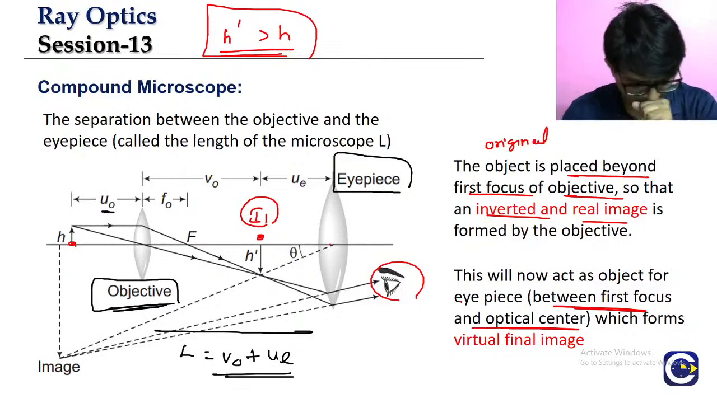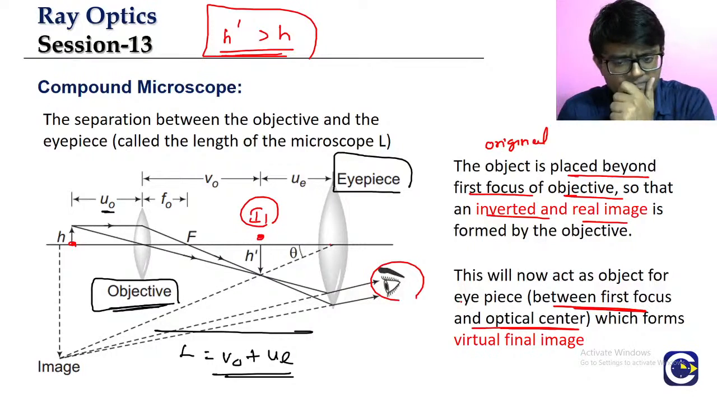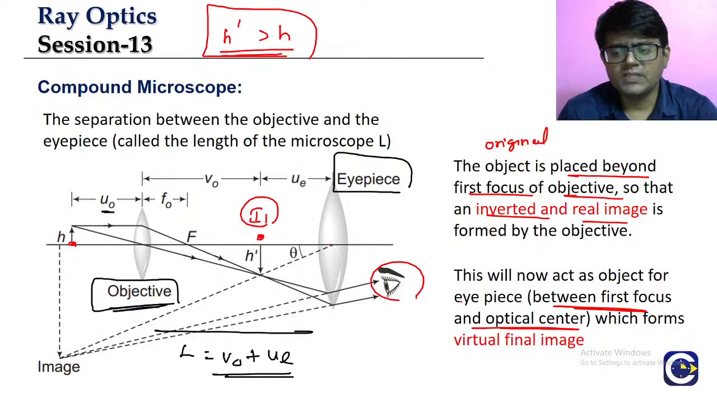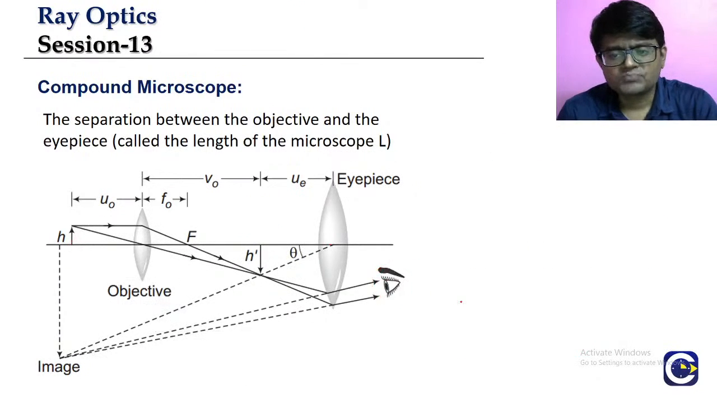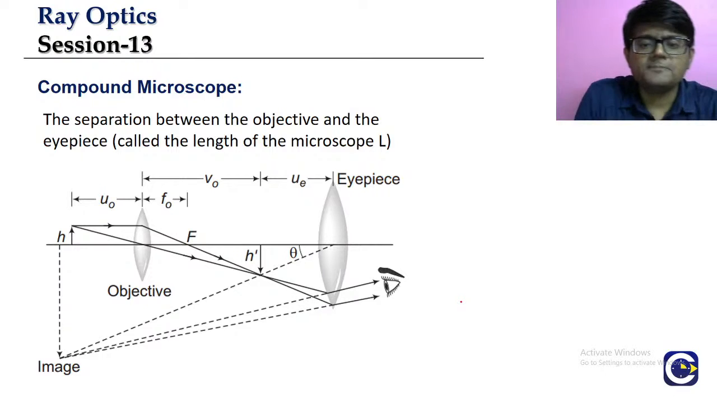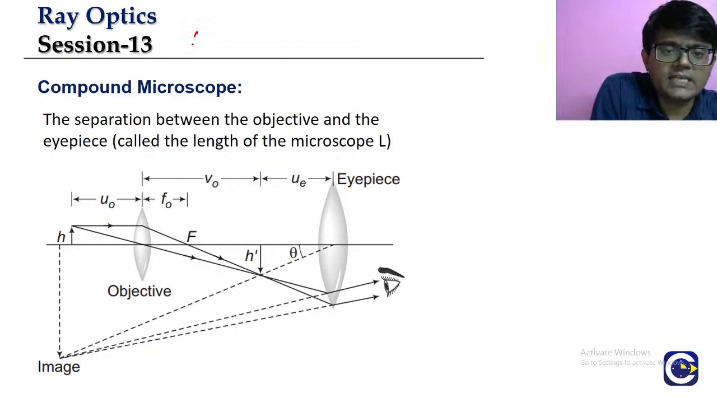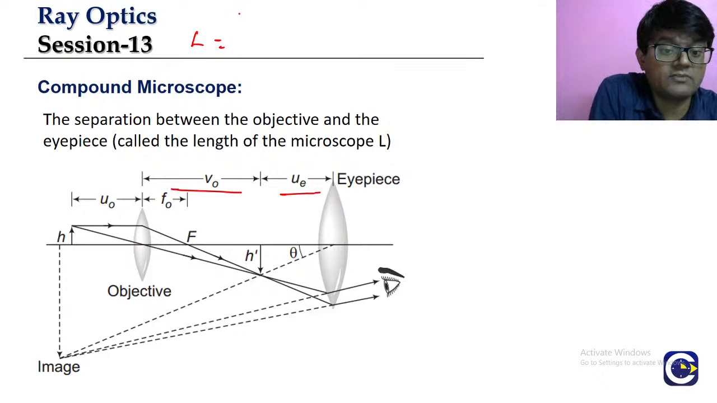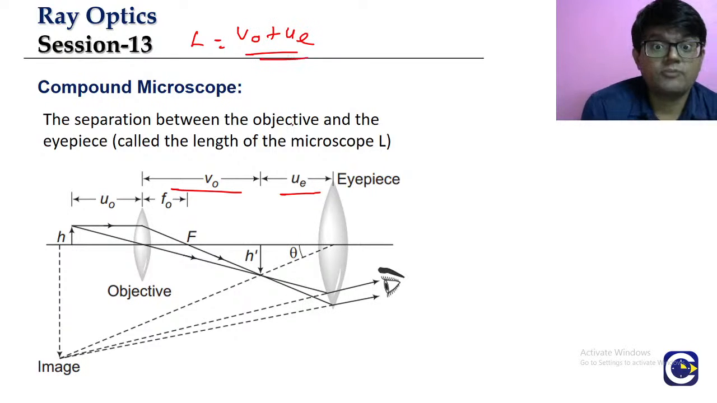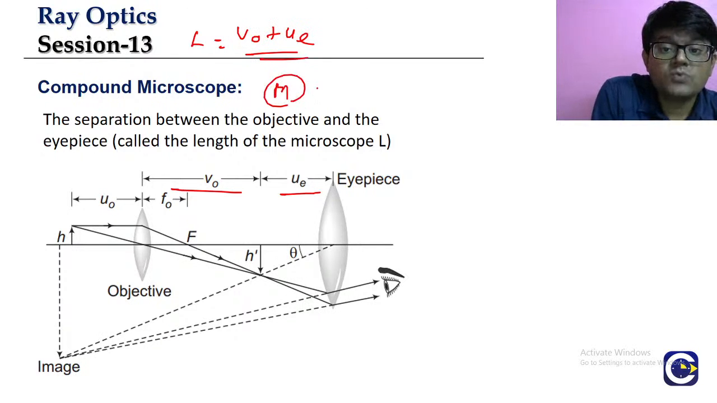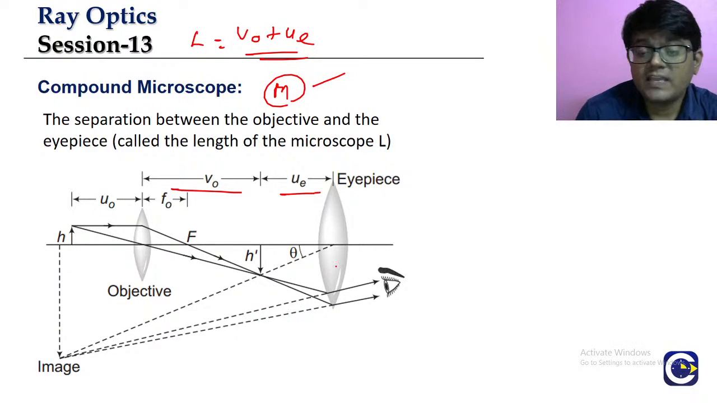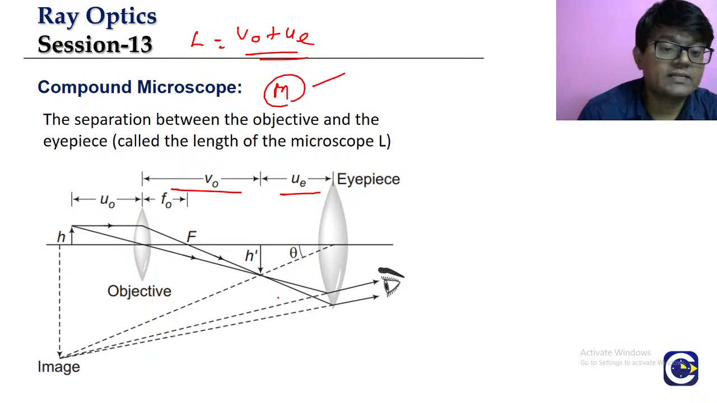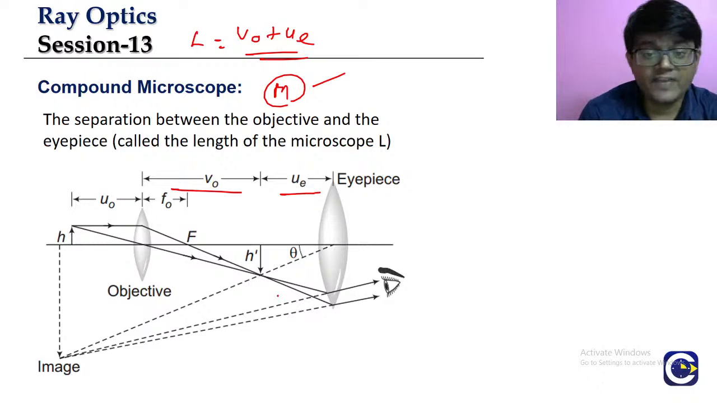Okay. So when we look at the working of the compound microscope, the obvious things we will be interested in are, first, the length of the microscope. Already we have seen what the length of the microscope is. It is VO plus UE. That is the length of the microscope. The other thing we are interested in is the magnifying power.